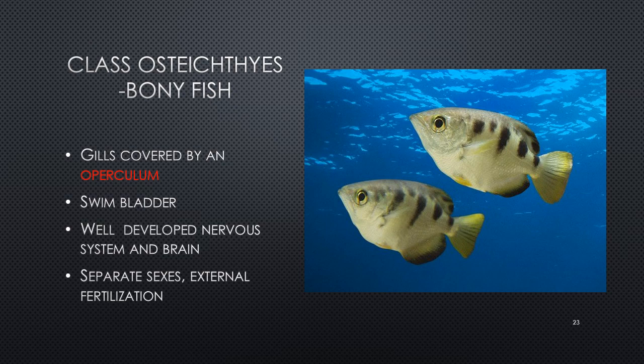They have an operculum, which is different from our class Chondrichthyes. That is basically a covering that covers their gills, and we'll take a look at that. They have separate sexes, and they have external fertilization. If you'll remember, some in the class Chondrichthyes, in fact it might even be all of them, have internal fertilization. So class Osteichthyes have external fertilization.